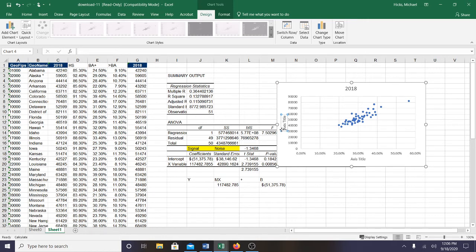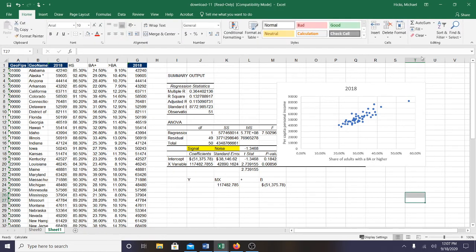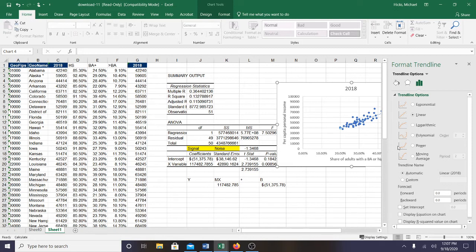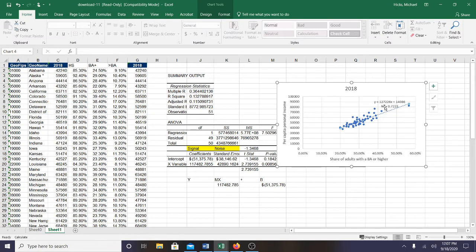This is going to be per capita personal income. And this is going to be share of adults with a BA or, right? So this gives us a regression line. We'll add that trend line. A trend line is really a regression line, right? We're going to display the equation on chart and this extra little variable that I haven't talked about, right?